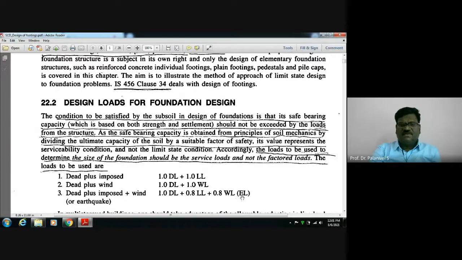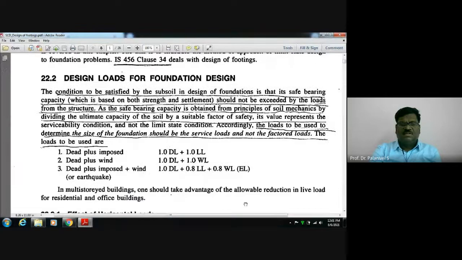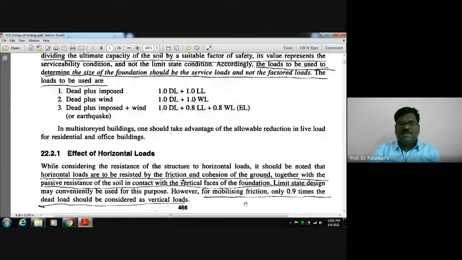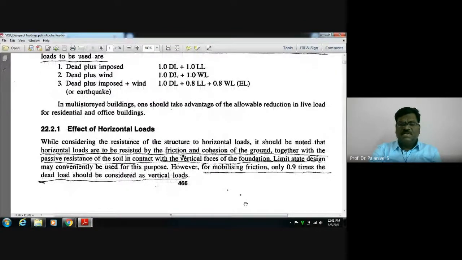You will not go to all three combinations, only two combinations we will be dealing with. So you will not think much about it, right? Keep it in mind, while determining size of footing, you have to consider only service load. Okay. Effect of horizontal loads.